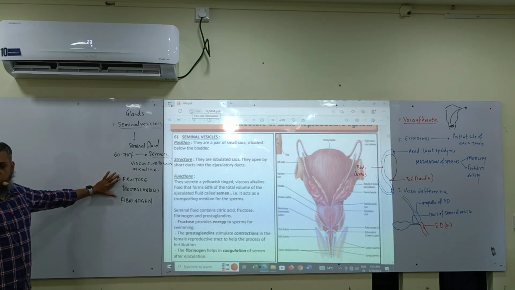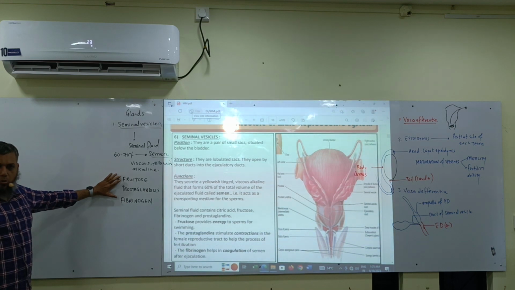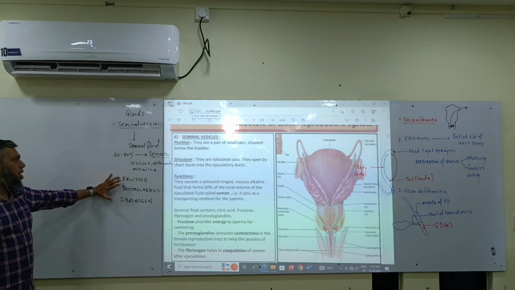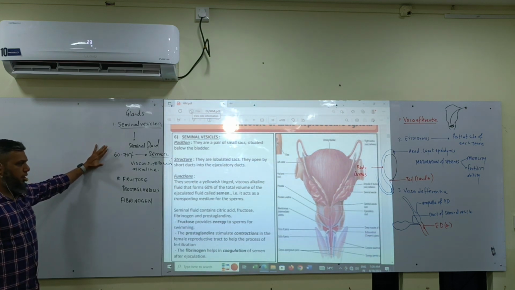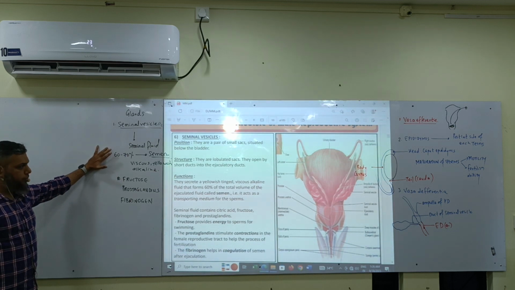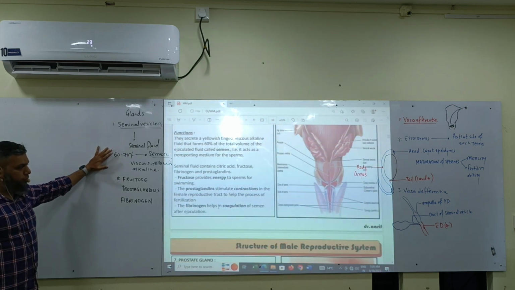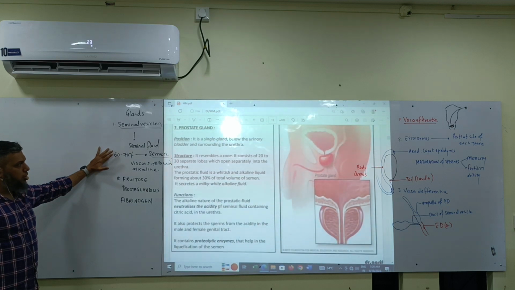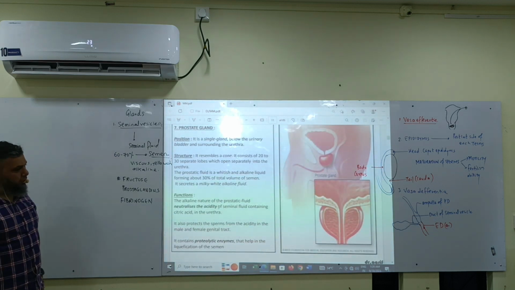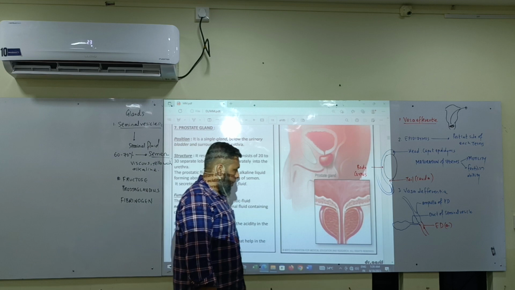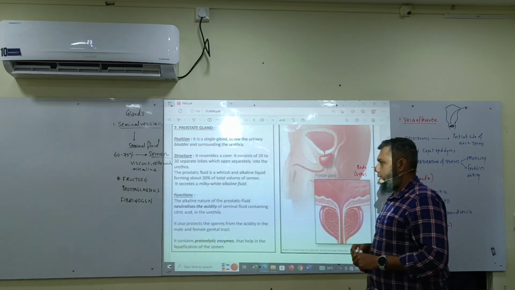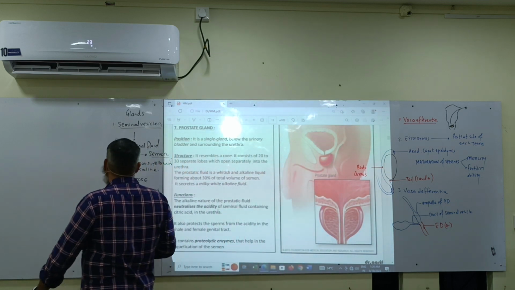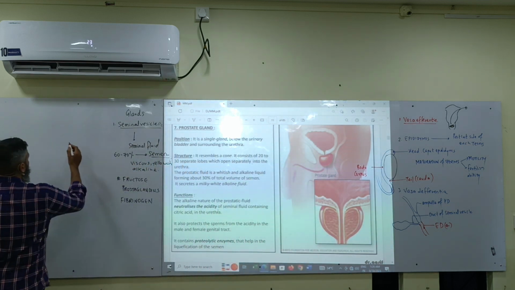Can the human body produce fructose? Only the seminal vesicles. And the seminal fluid forms around 60 to 70% of the volume of the semen. Okay, ठीक है, I'm done with this. Now where were we? The next gland? Prostate gland. The second gland is what? Prostate gland.